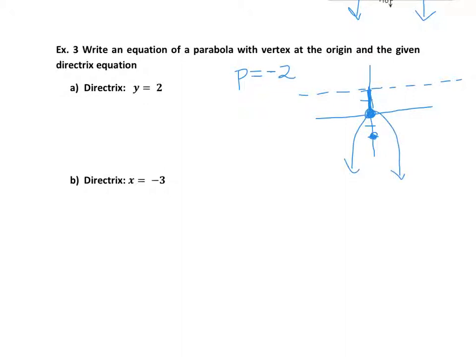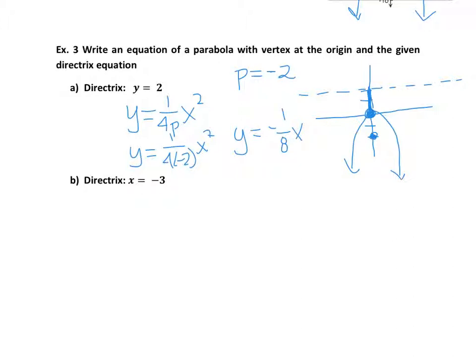So to write the equation, I know, remember, an up or down equation means that the x is the squared term. So you're going to write the equation y equals 1 over 4p x squared. So plug in p and you're done. y equals 1 over 4 times -2 x squared. So my final equation is y equals -1 over 8 x squared. And that is the equation given the directrix is at y equals 2.